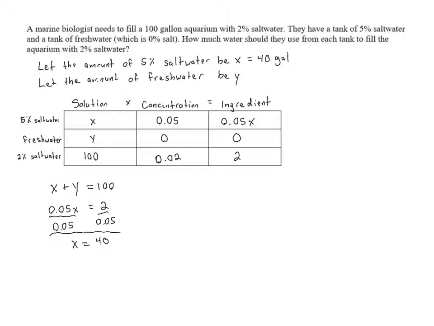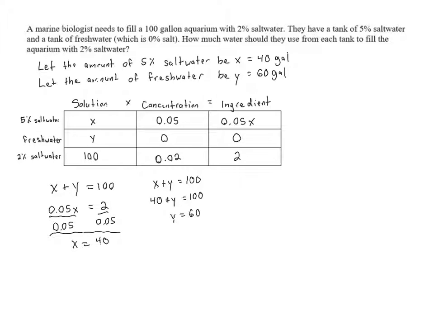We need to figure out how much fresh water they need to use, but if they need 100 gallons in total, and 40 of those have to be the salt water, that leaves 60. 100 minus 40 is 60 gallons for the fresh water. Or we can substitute x equals 40 into the other equation. We have x plus y equals 100. We learned that x was 40. 40 plus y equals 100. And if we subtract 40 from both sides, we get y equals 60.